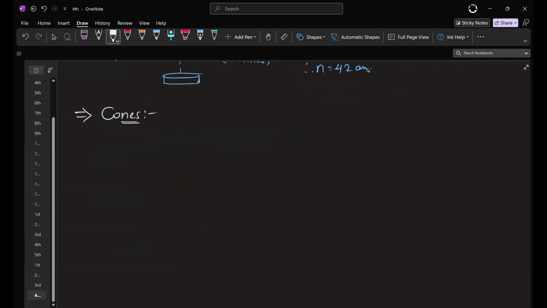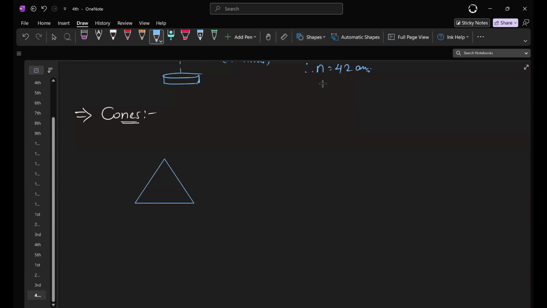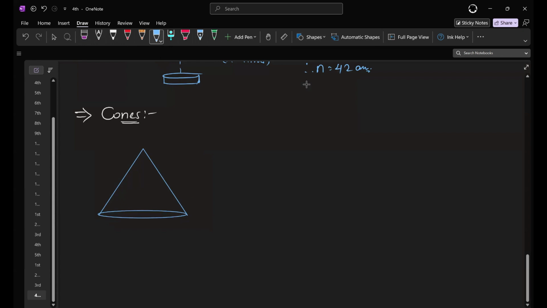Okay. So I'd like to draw a cone. And okay, this vertex is lying just above the center of the circular base.